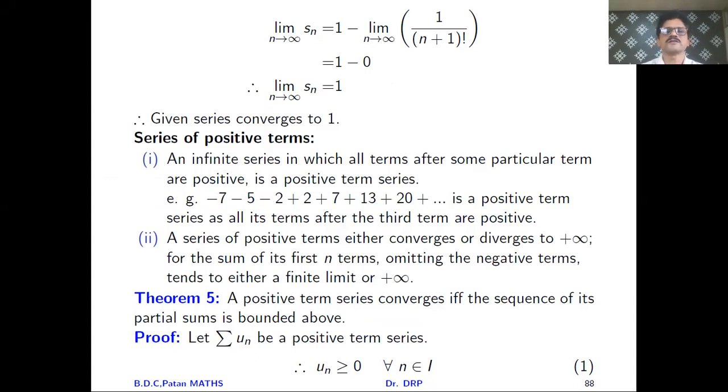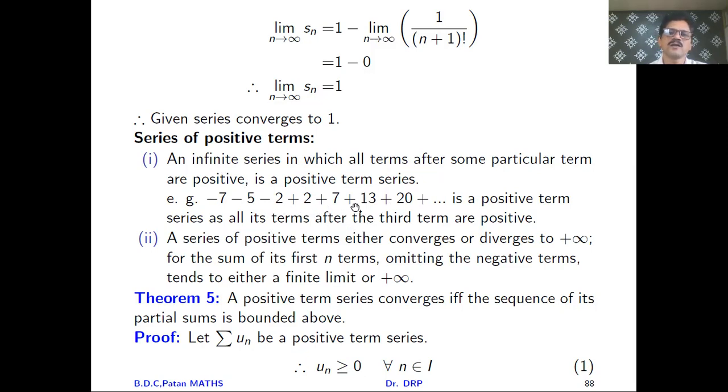check its convergence. So if you consider an infinite series in which all terms after some particular term are positive, see, this statement is very important: an infinite series in which all terms after some particular term are positive is a positive term series. So if you consider here the first three terms are negative, but the rest of the terms afterwards are all positive, this series is a positive term series as all terms after the third term are positive.